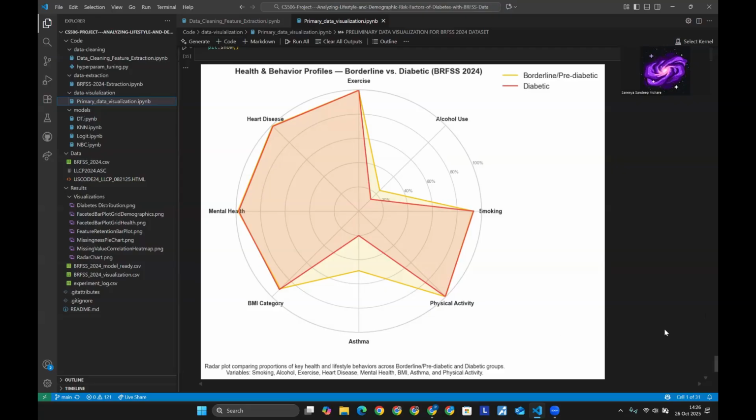Together, these visualizations highlight how systematic cleaning improved data quality and reveal how demographic and behavioral factors collectively shape diabetes risk across the US population. Now over to Prem for the modeling section.